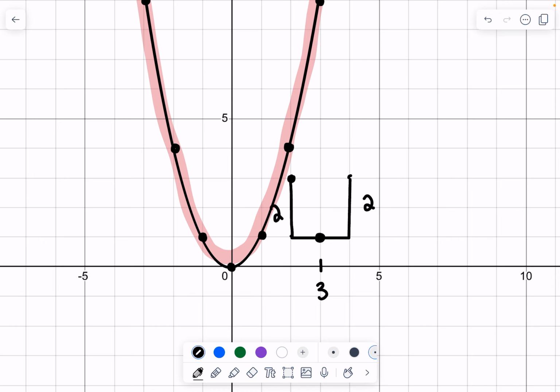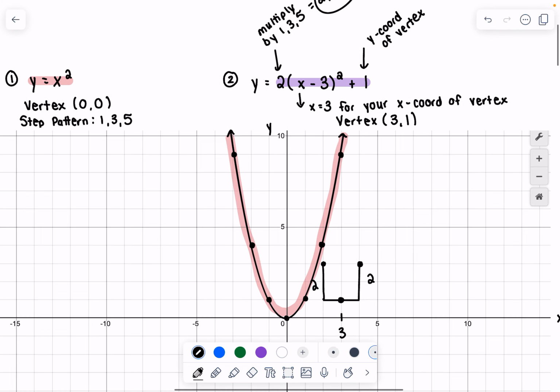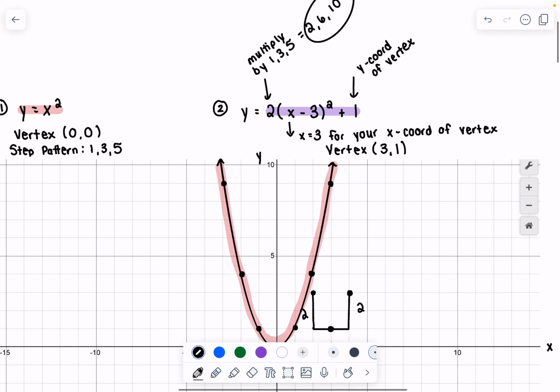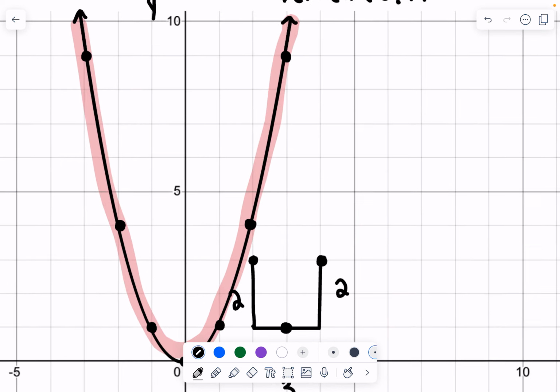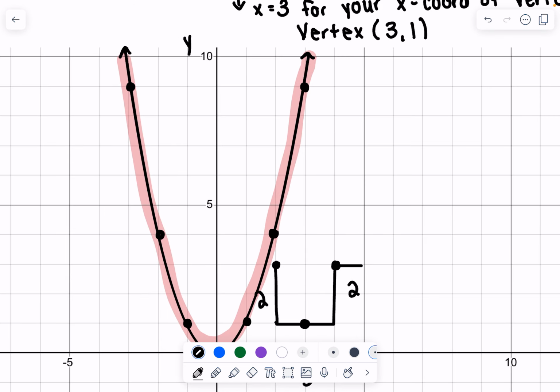I then plot my first points. So instead of going over by 1, up by 1, I'm going over by 1, up by 2. That is my vertical step. My next step is to go over by 1, up by 6. So I go over, I go up 1, 2, 3, 4, 5, 6, and then I plot my point.